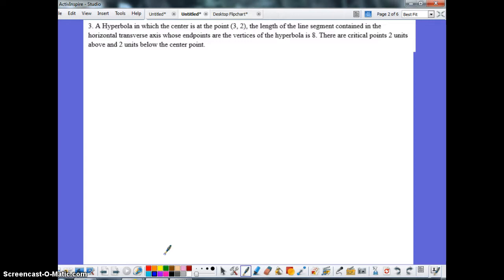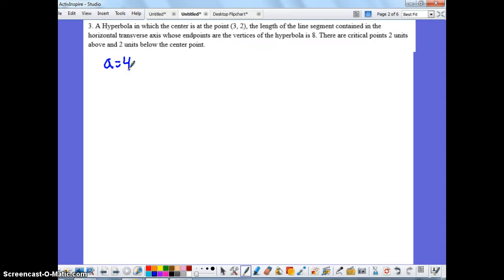All right, the endpoints are the vertices of the hyperbola is 8. So that means I know my distance between the vertices is 8. Okay, so the transverse axis is 8. That means my a has to be half of that. So a is going to be 4. So that's what I got from that section.